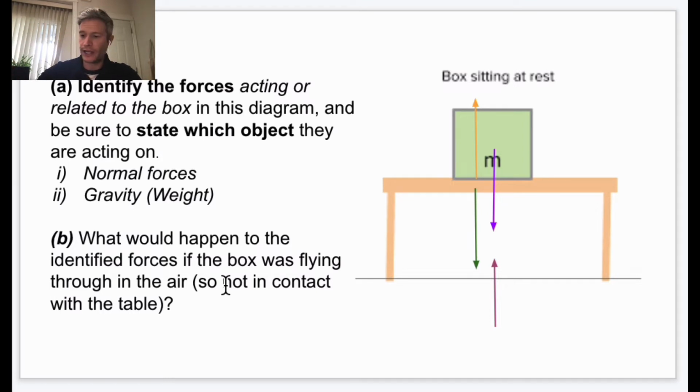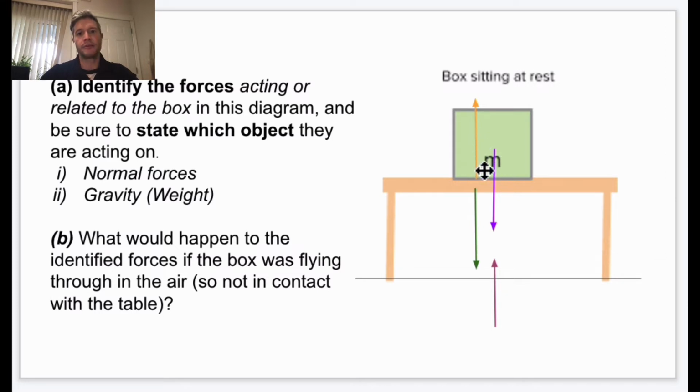So for A, identify the forces acting on or related to the box. If we look at this diagram, we can see that our purple line is weight. It's starting at the center of the box and being pulled towards the earth, so we'd label that weight. Even though it's related to the box, it is not acting on the box, it's acting on the earth. We can see that the earth is being pulled towards the box in an equal and opposite manner relative to the weight of the box, okay?